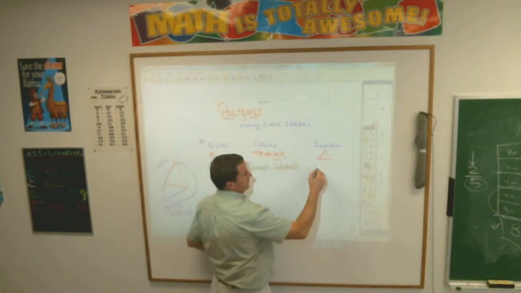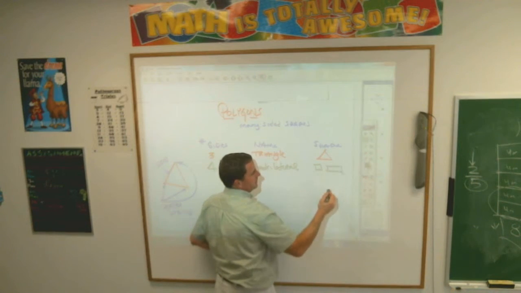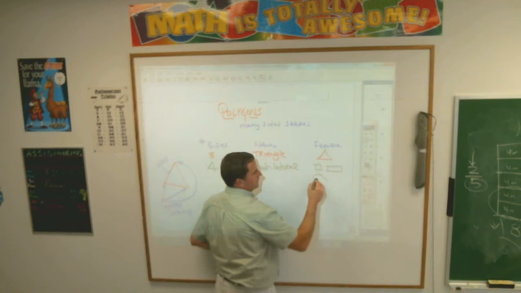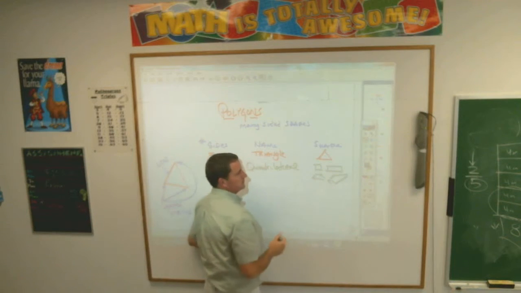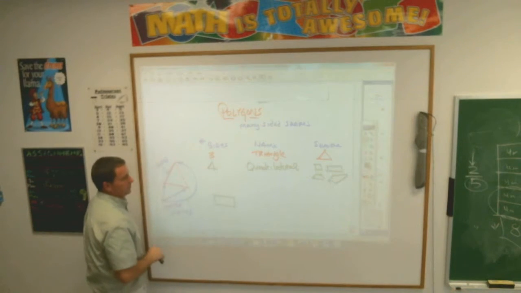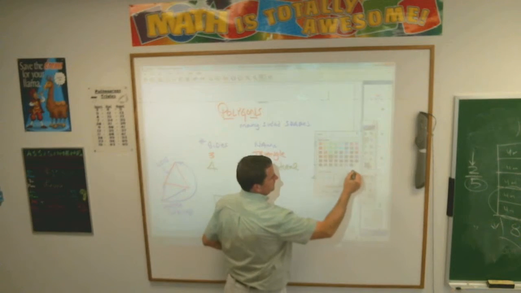It could be a square. It could be a rectangle. It could be a trapezoid. It could be a shape that doesn't even look like anything. Okay. Anything that has four sides we call a quadrilateral. It's just the way it is.